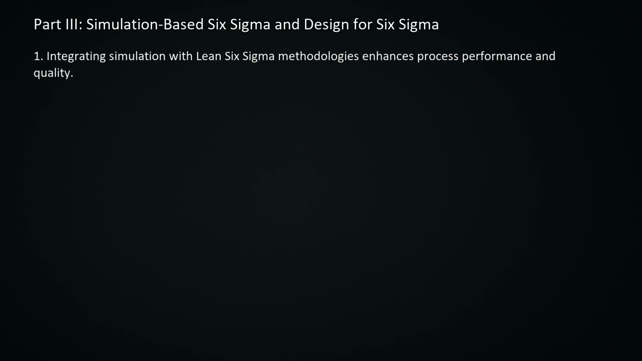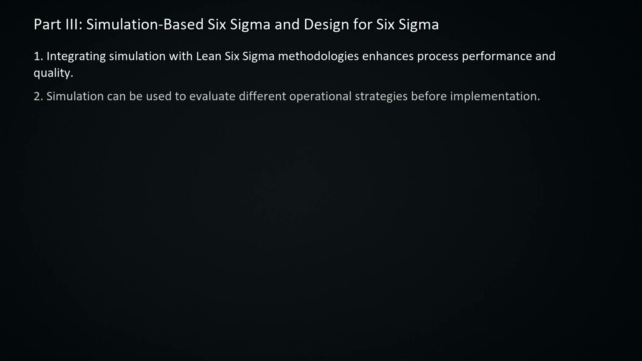This chapter focuses on the integration of simulation with Lean Six Sigma, providing a structured roadmap for implementing simulation-based approaches in Six Sigma projects. The authors discuss the importance of integrating simulation with Lean Six Sigma methodologies to enhance process performance and quality. They provide examples of how simulation can be used to evaluate different operational strategies before implementation and highlight the significance of accurate input data for effective simulations.